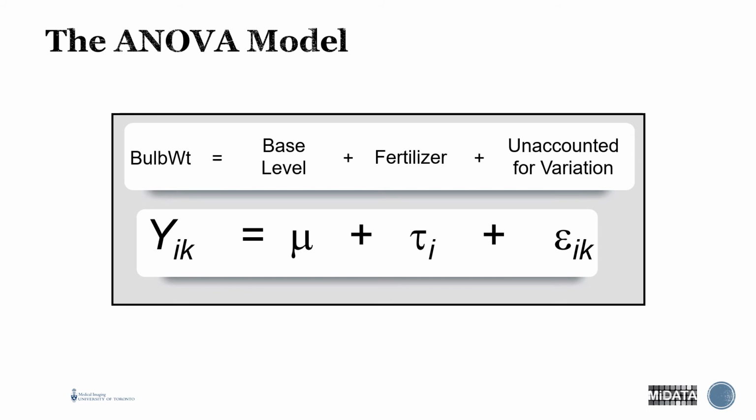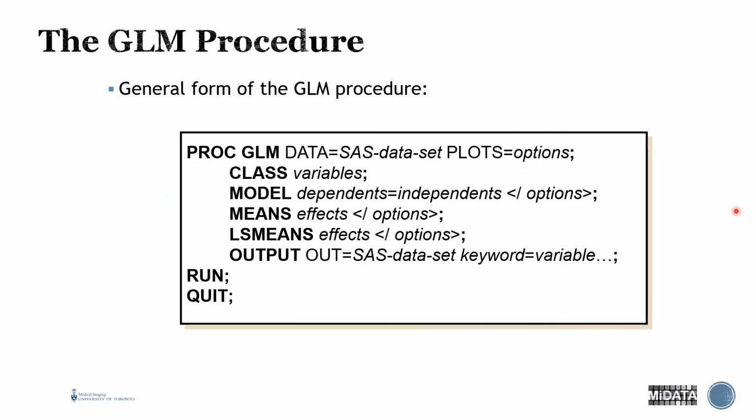This, once again, is how you would write your equation. We've covered this, but this is just a little refresher. So in our example for bulb weight, we have our base level, which is our intercept. We have fertilizer, which is our group variable. And then we have our unaccounted for variation, which is typically called error. The GLM procedure is the one we go to in order to perform our one-way ANOVA.